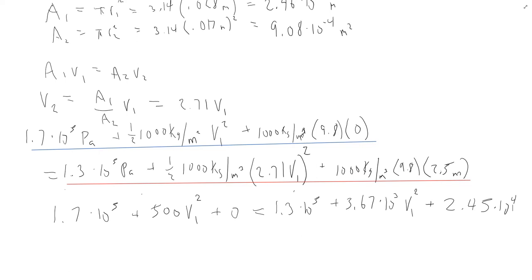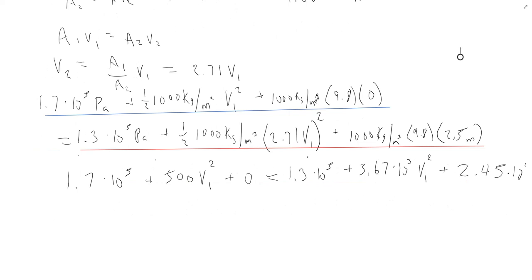So first term, 1.7 times 10 to the 5, then 1/2 times 1,000 is 500, V1 squared. The potential energy term on the left is 0. And on the right, you get 1.3 times 10 to the 5 Pascal, plus 500, 1/2 times 1,000 is 500, and then you multiply that by 2.7 squared. You get 3.67 times 10 to the 3, V1 squared. And then the potential energy term on the right is 1,000 times 9.8 times 2.5, that's 2.45 times 10 to the 4.